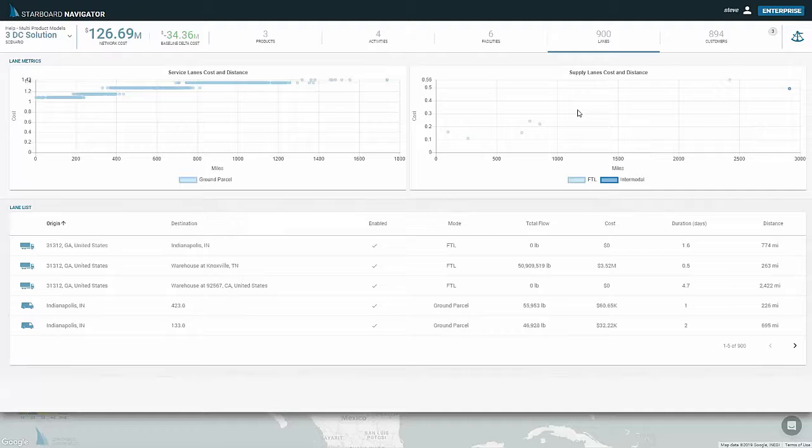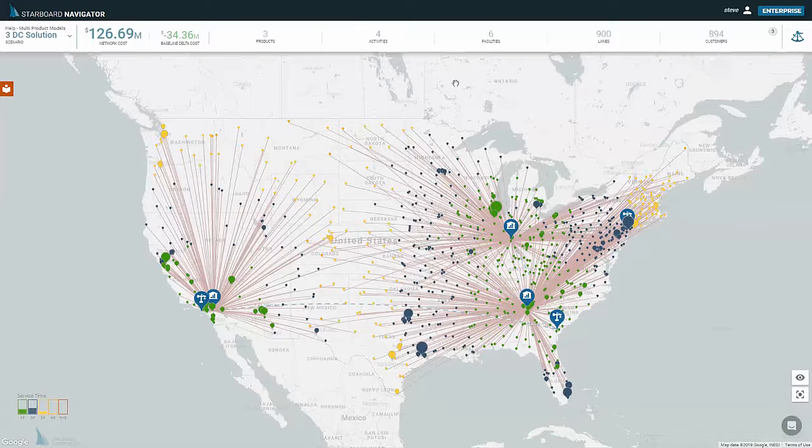And on the right side these are all the non-delivery lanes going from ports to plants, plants to warehouses, all those transfer lanes. And you can see we're using both FTL and intermodal, and we have different indications. Here's an intermodal lane that goes 2,900 miles and costs almost 50 cents a unit. And again, the tabular data is down below. And there's more data for customers.